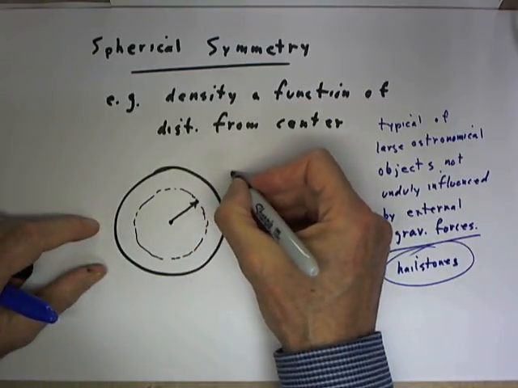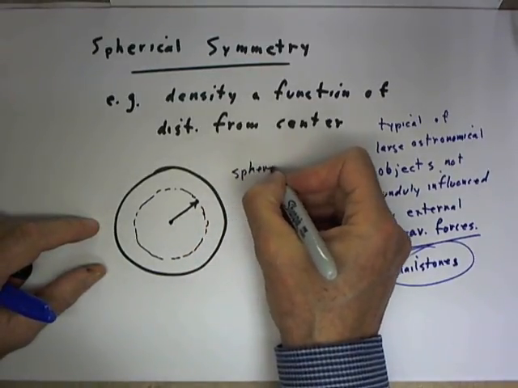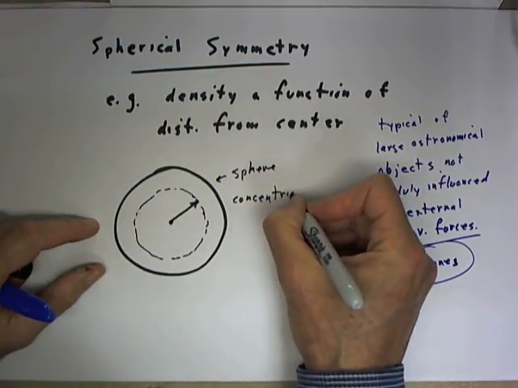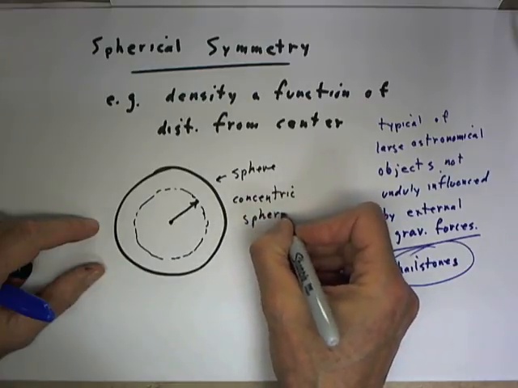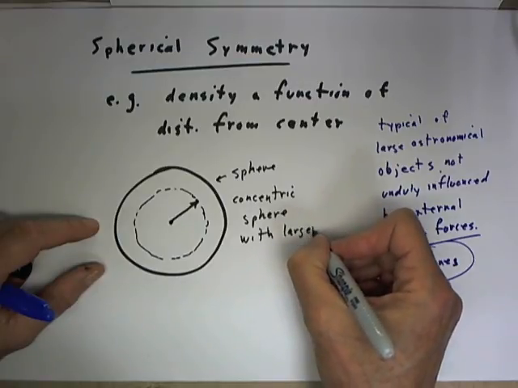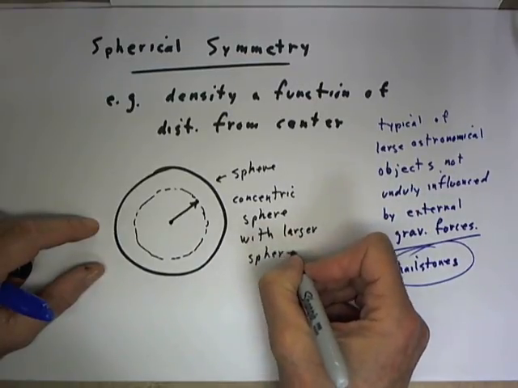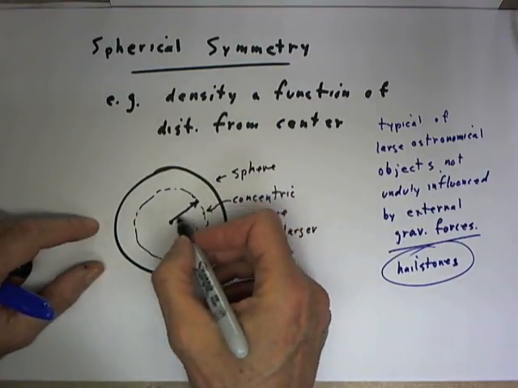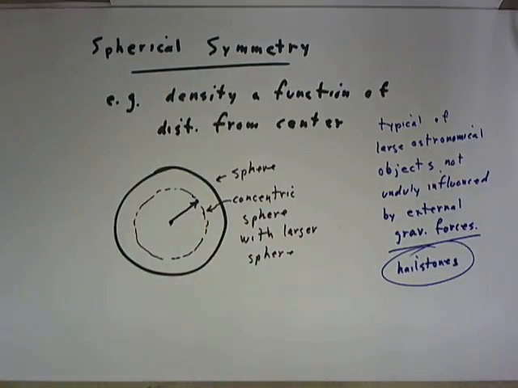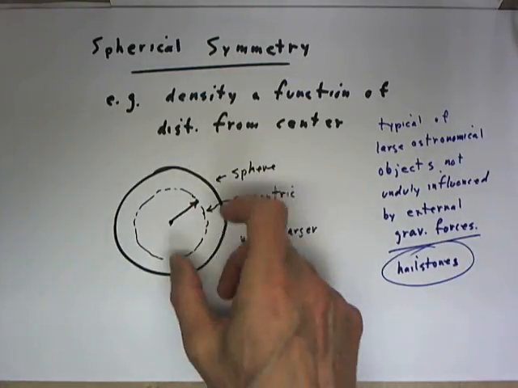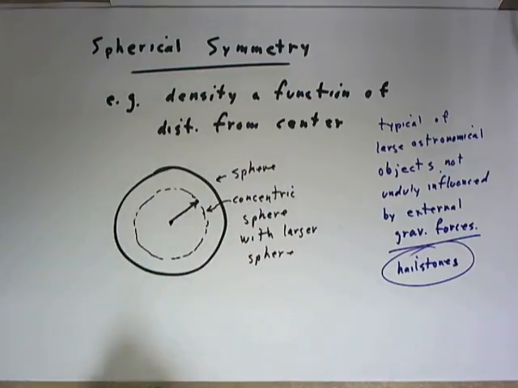So here's a sphere, and here's a concentric sphere within the larger sphere. Think a planet and think a concentric sphere, a sphere with the same center. And on that concentric sphere, the density is going to be constant. Now this distance from the center I could call r. Of course, we'd probably use a big R for the radius of the sphere.